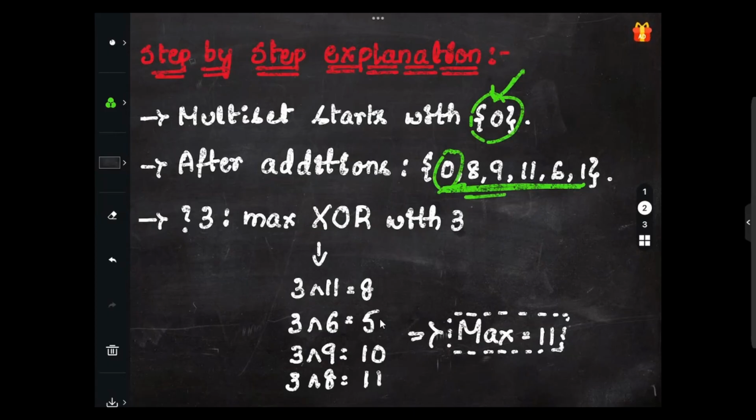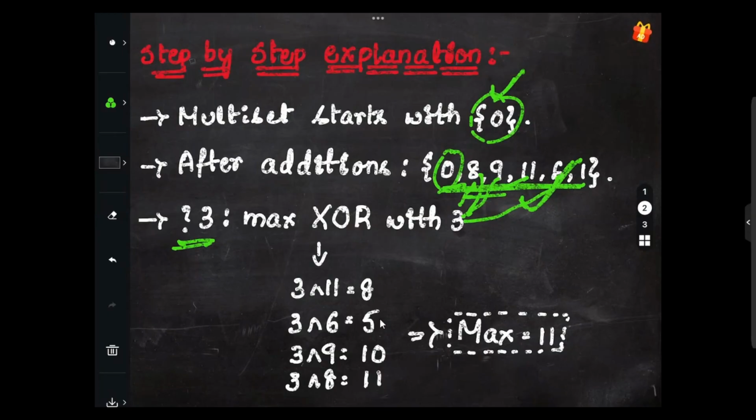After additions it would be 0 8 9 11 6 1 accordingly with the input, the first example we are considering here. For the question mark 3, max XOR with 3, we have to consider 3 with 11, 3 with 6, 3 with 9 and 3 with 8, these four things. So the multiset starts with 0, and after addition we get 0 8 9 11 6 1.